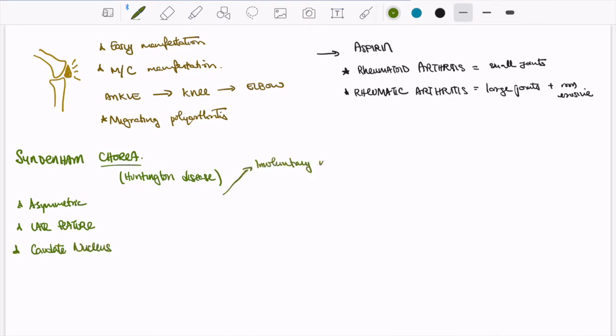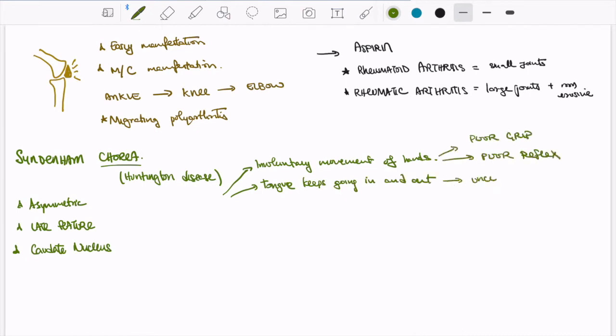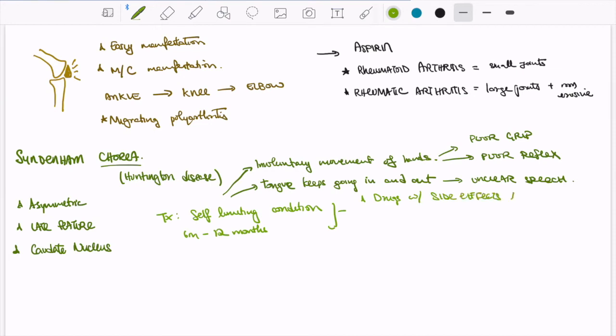You see an involuntary movement of the hands and the involuntary movement of the tongue. This results in a poor hand grip and hand reflex. The tongue spasming results in unclear speech. The treatment for this is usually self-limiting and resolves by itself in 6 to 12 months. Drugs are given to the patient, although they have to deal with the side effects.